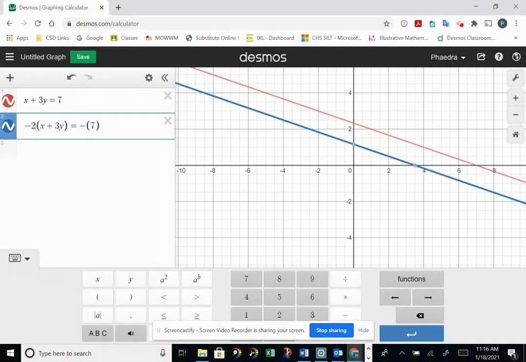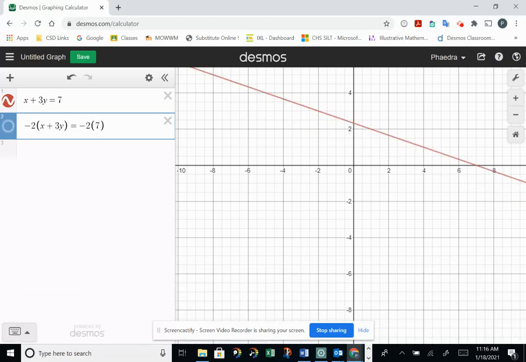I got rid of my 2 there. Whoops. There we go. So notice, there's my original line. It is red. And then my blue line, when I go on top, they're equivalent to each other. So the only thing that I really want you to see with this is that when you multiply both sides of the equal sign by the same number, it still gives you that equivalent equation. So that's why you can multiply, because it ends up being that equivalent equation.